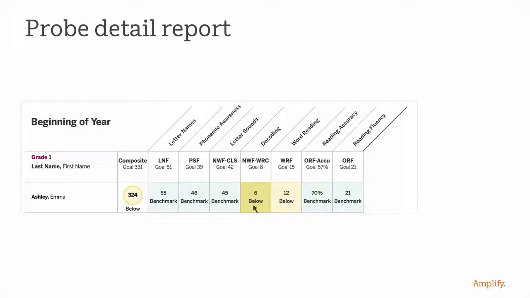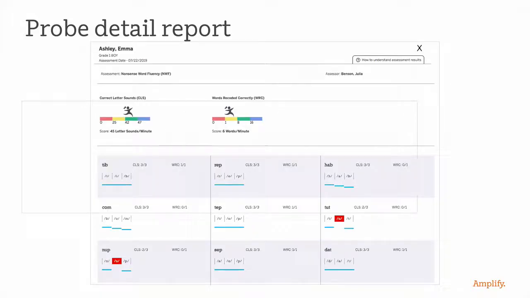To access the probe detail report, click on the measure you want to look more closely at. When you hover over the measure with your cursor, as pictured here, you'll see it turns a darker shade. Click on the score and the probe detail report will pop out. The probe detail report includes everything recorded on the mobile device during assessment.